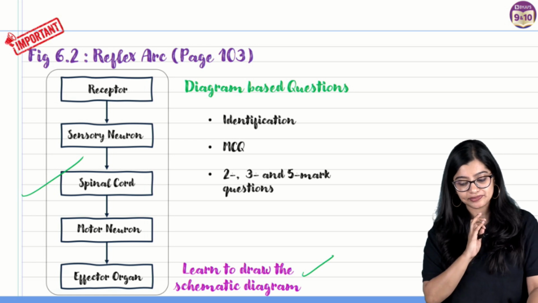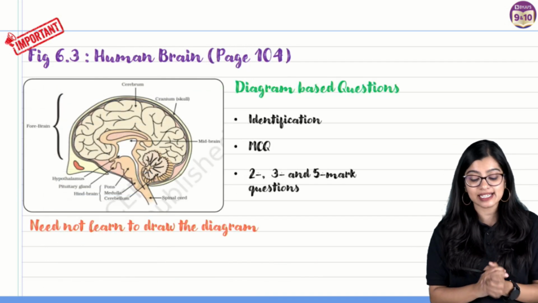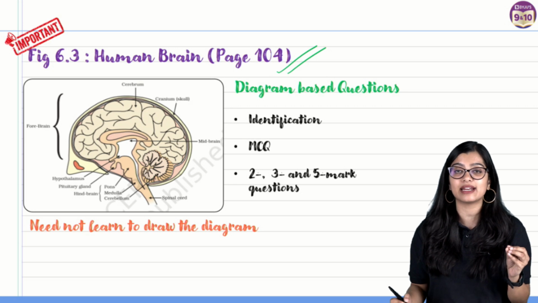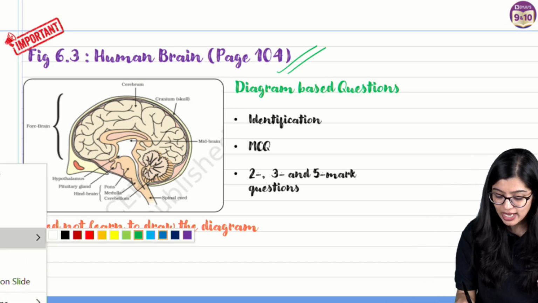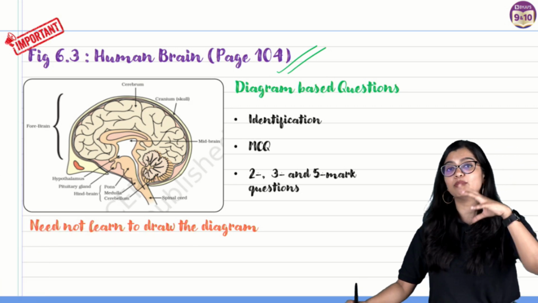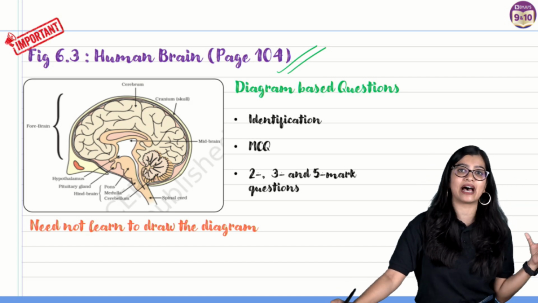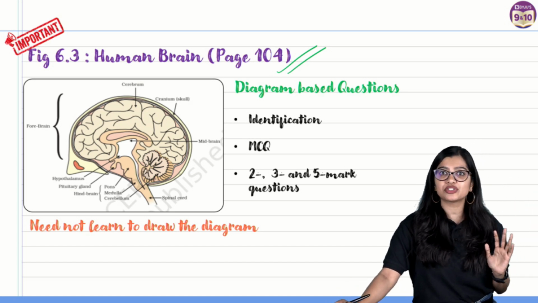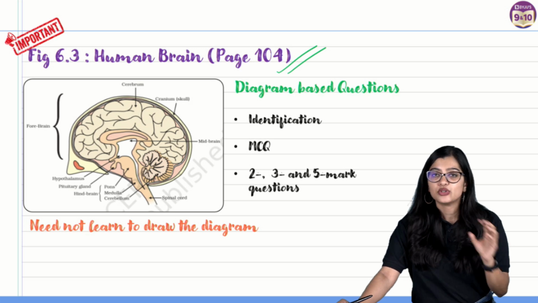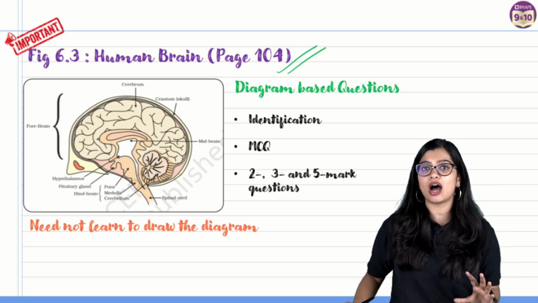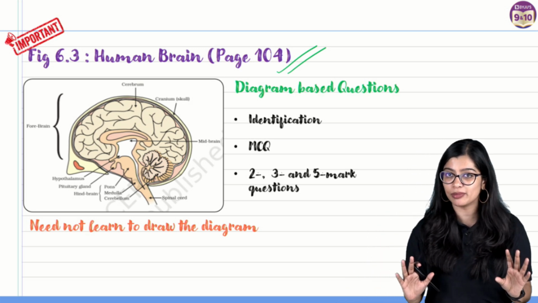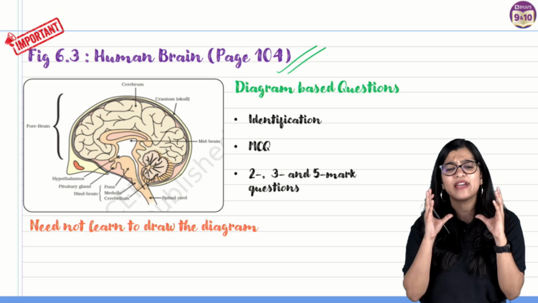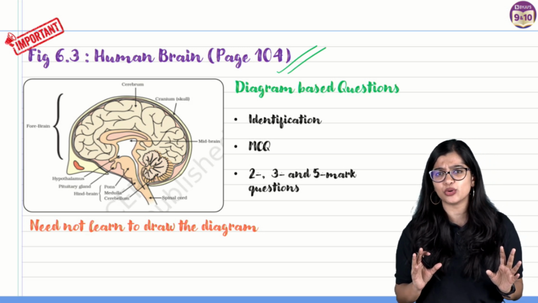That is important. Moving on, we have figure 6.3, which is the human brain. That is there in page number 104. And this, of course, is the doubt that many kids have, right? Ma'am, should I learn to draw the structure of the human brain? Students, it's just like the human heart. You are not going to be asked to draw the human brain at any point, right? Very less chances that they will ask you to do this.